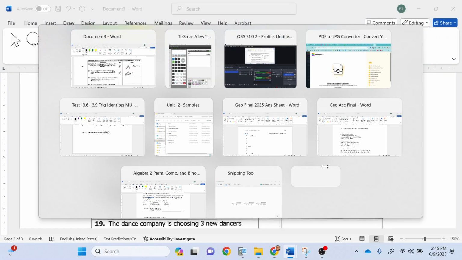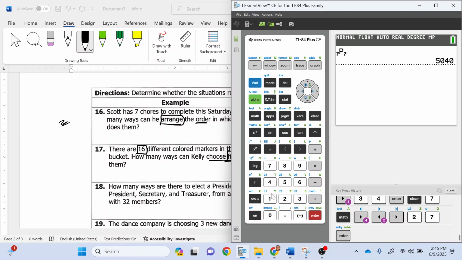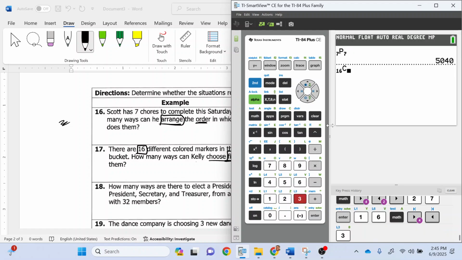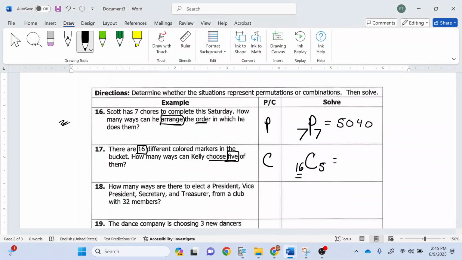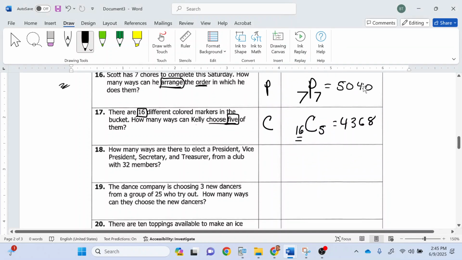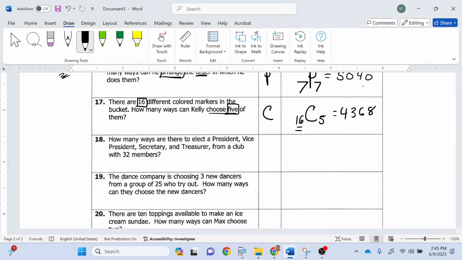Again, I'm just going to go to my calculator. I'm going to put 16. I'm going to click math. I'm going to go to probability. And I'm going to press 3 to get nCr. And I'm going to press 5. So 16C5 is 4368. Again, I just type it into my calculator. Once I understand what it is, I type it in my calculator.